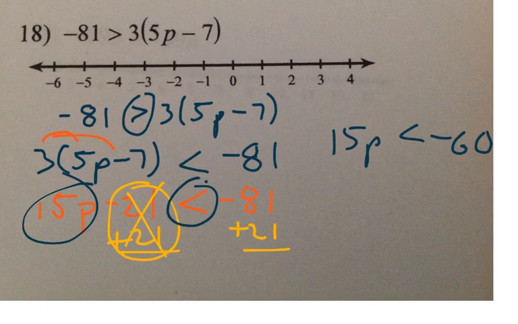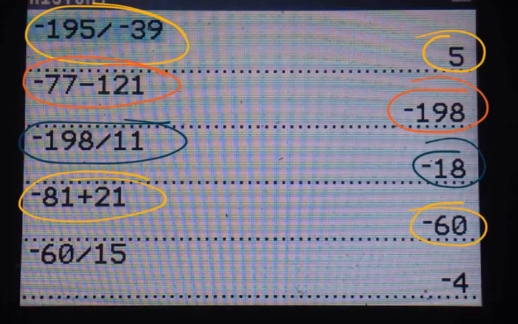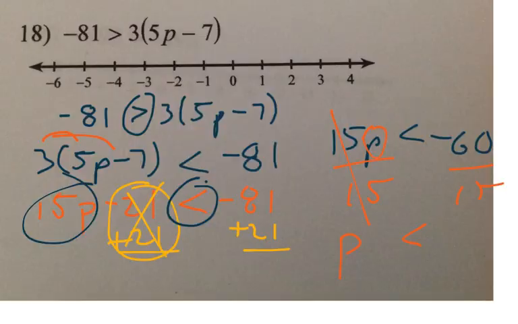Okay, solving it. How do I get rid of times 15? I divide by 15. Notice I'm dividing by a positive 15, which means the less than stays. It does not switch. 15 divided by 15 is 1. I'm left with p less than. And what's negative 60 divided by 15? Let's use our calculator. Negative 60 divided by 15 is negative 4. So p is less than negative 4 is my answer.